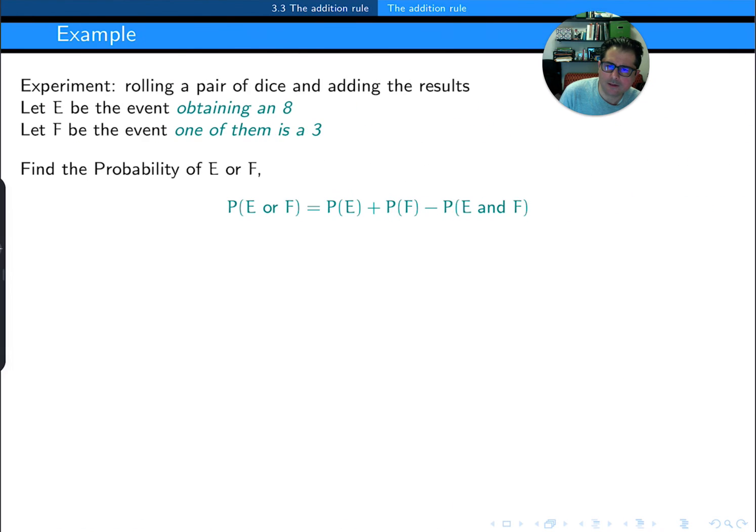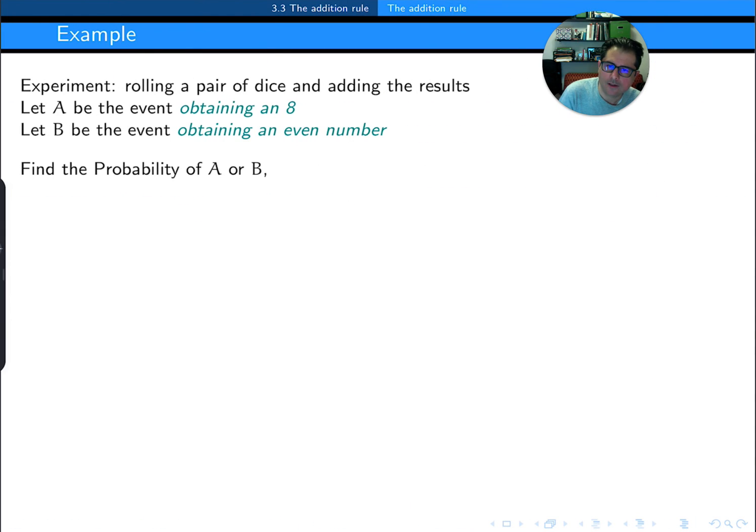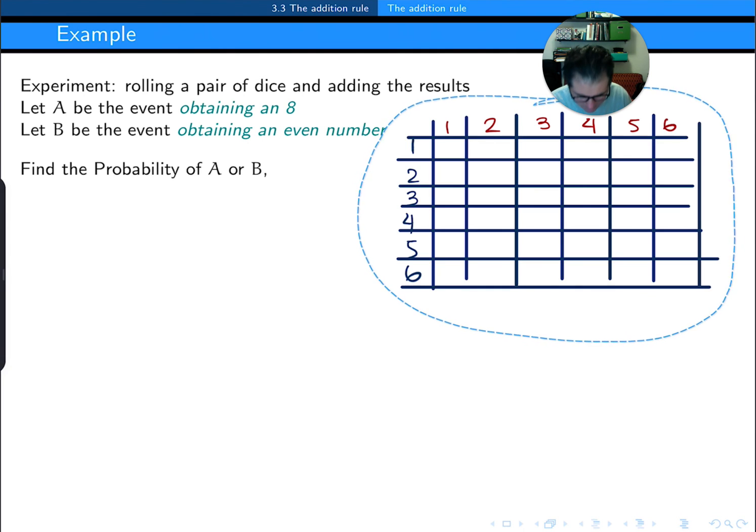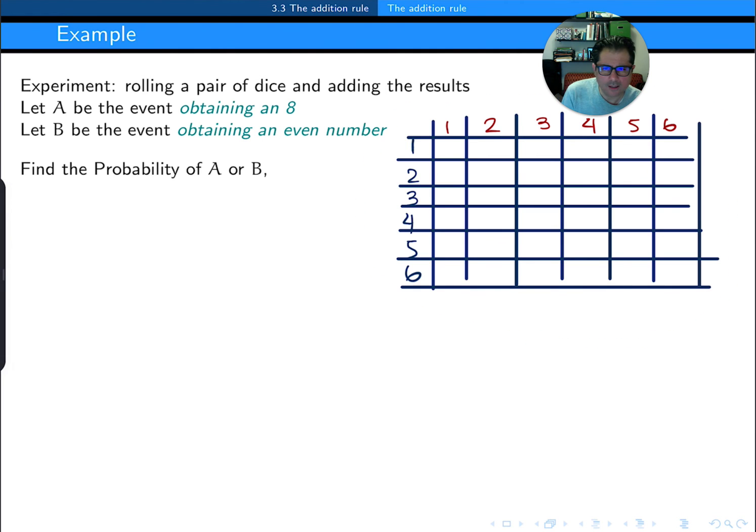This is the same. Oh, I wrote it here. Now, this is another example where I think it's a good one, but it's a little bit different. So now I think I have my grid pasted. Yes. So now, again, A is the event to obtain an 8. So I know what those are. Those are these diagonals: 6 and 2, 5 and 3, double 4, 3 and 5, and 2 and 6. But now, B is the event of obtaining an even number.